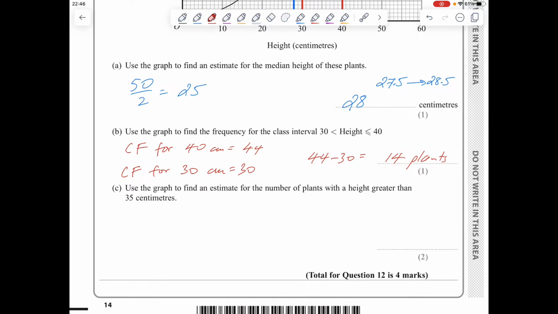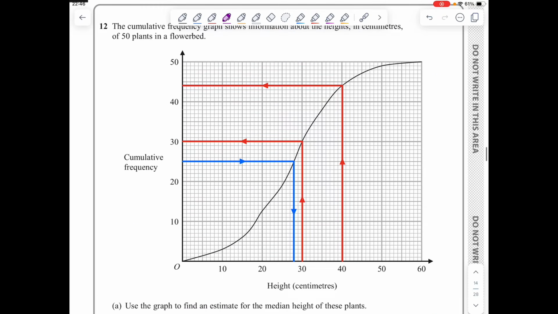For part C, I'll do something similar to part B. I'll go on the x-axis, find 35 centimeters, find the cumulative frequency for this, but what I'm going to find is the number of plants that are less than 35 centimeters, and if I want the number of plants that are more than 35 centimeters, I'm going to do the total minus my answer from above. So let's go to the graph and repeat the procedure.